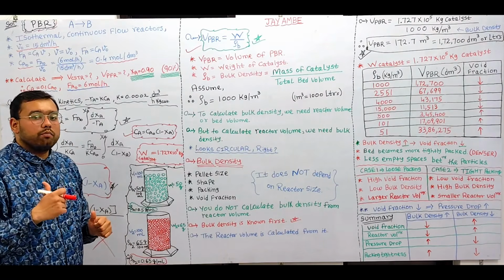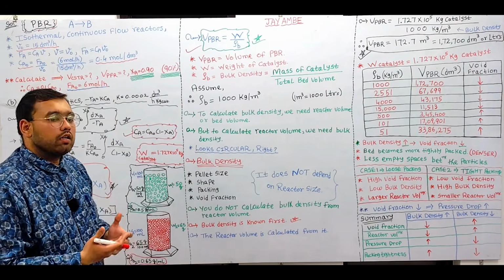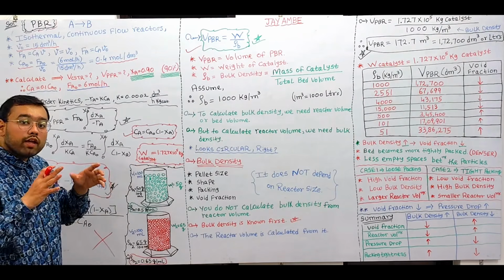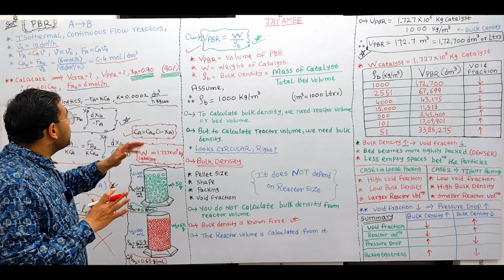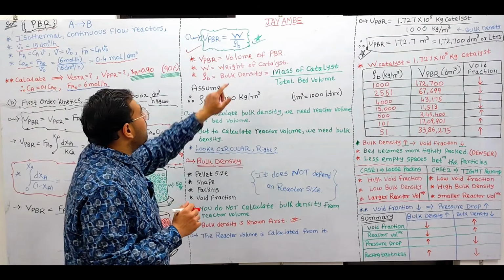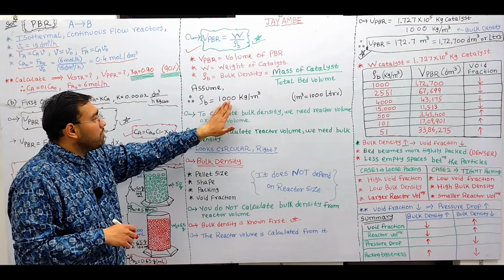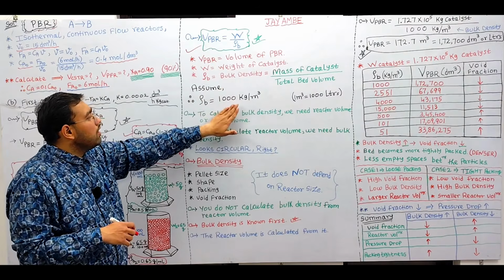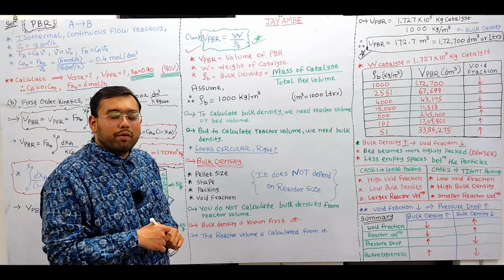In the previous lecture, lecture number 15, we calculated the weight of the catalyst, which comes out to be 1.727 × 10^5 kg of catalyst. This huge weight of catalyst is required in order to achieve the 90% conversion. I hope you have understood. So from there we have the weight of the catalyst, and we have assumed the bulk density to be 1000 kg per meter cube. We have both the values, so we'll substitute them and calculate the volume of the packed bed reactor.